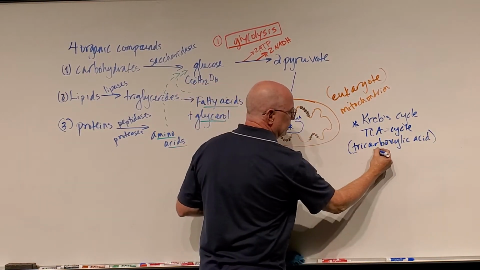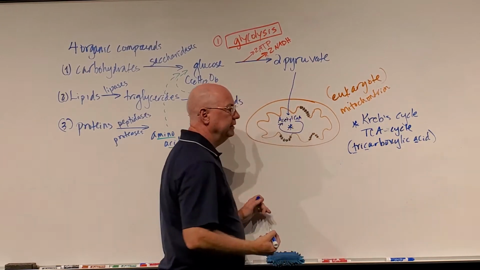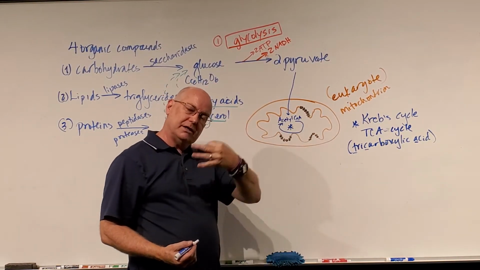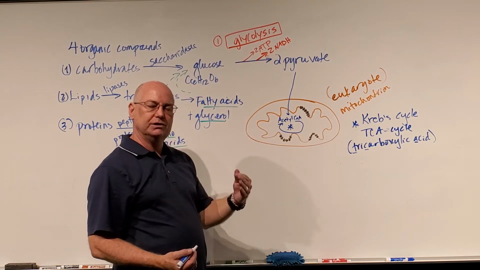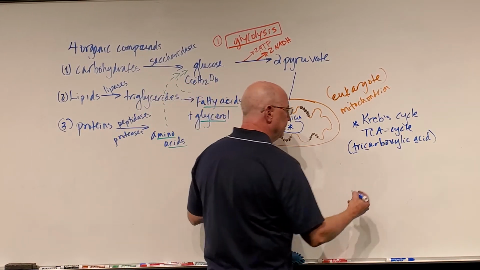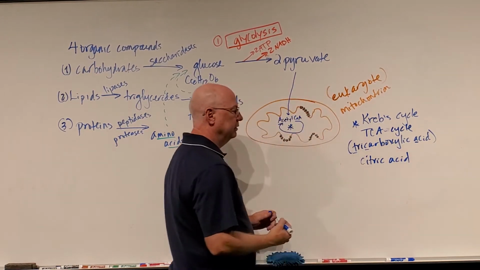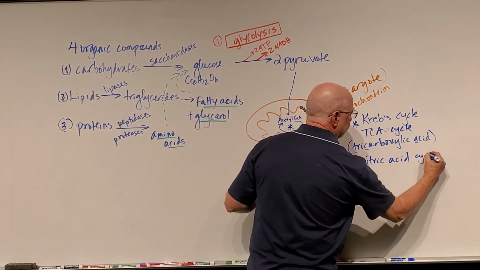There's the T, C, and A, because this acid has 3 carboxyl groups on it. Last time we talked about what a carboxyl group is, the C double bond O with an OH. And it happens to also be called citric acid, so it's also called the citric acid cycle.